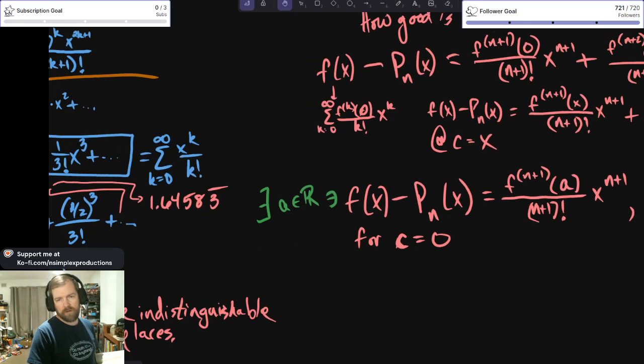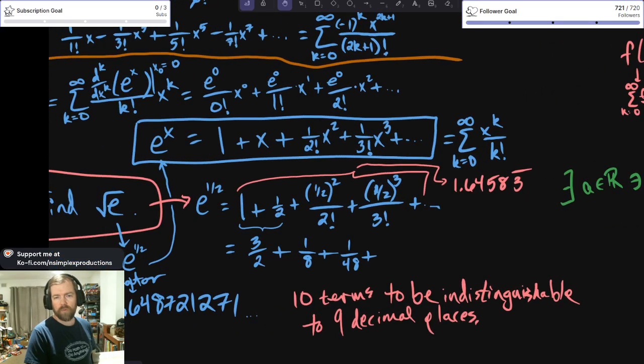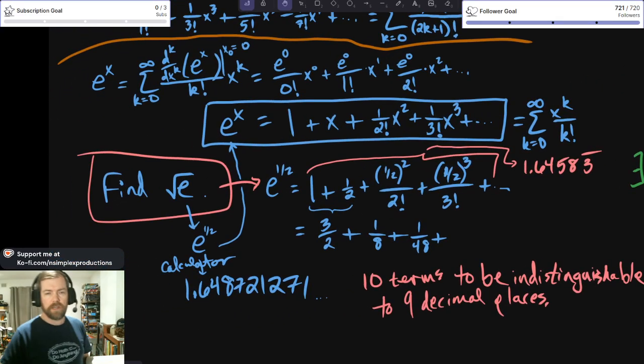So earlier, we were looking at what would happen if we wanted to find the square root of e. We already know that the value approximated to 9 decimal places found in 10 terms of the Taylor polynomial is going to be 1.6487212171. When we did this as 4 terms, then we found that its value was 1.64583 with the 3 repeated on forever.